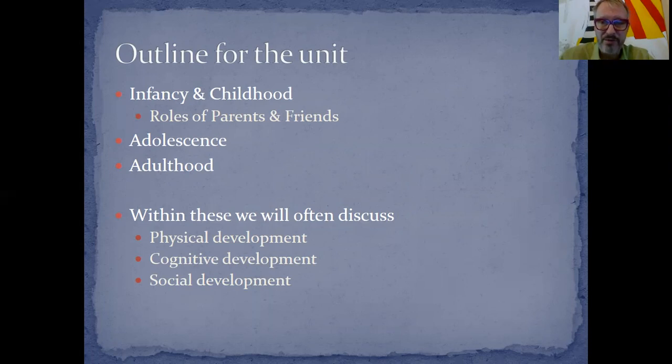Overall, we have 3 different areas of the lifespan I'll focus on. We have infancy and childhood, then we have adolescence, and then we have adulthood. We'll probably spend the least amount of time on adulthood, the most time on infancy and childhood. Within those 3 realms, we'll be talking about physical development, cognitive development. Cognitive development is how we think about the world, how we problem solve, how we connect the dots, how we understand things. So cognitive development is our thinking processes. And then social development is how we connect with others and form relationships.